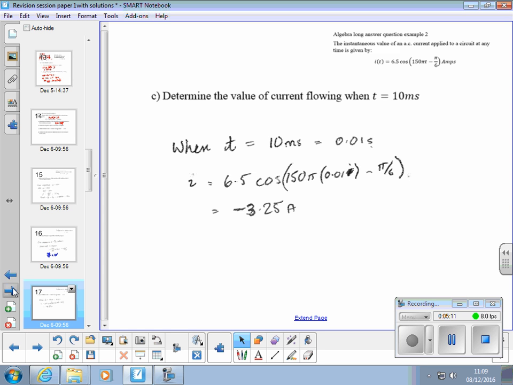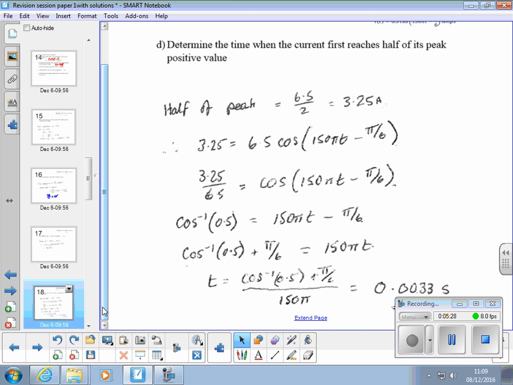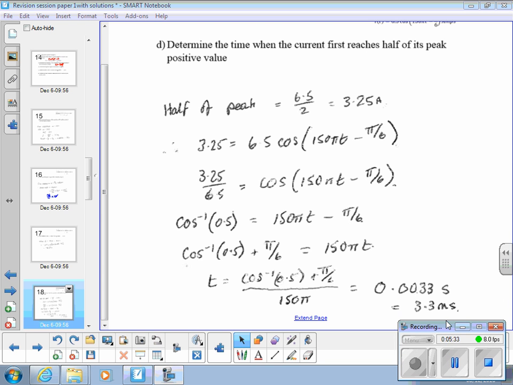All right. And then the last part, you needed to calculate what half the peak is. So do 6.5 because that's the peak of a 2 to get 3.25. Plug that in the formula, and then do various bits of rearrangement around that to end up with a final answer of 0.0033 seconds, which is 3.3 milliseconds. Either of those two answers would do. If you haven't put the units on, lose a mark. That's 6 marks.